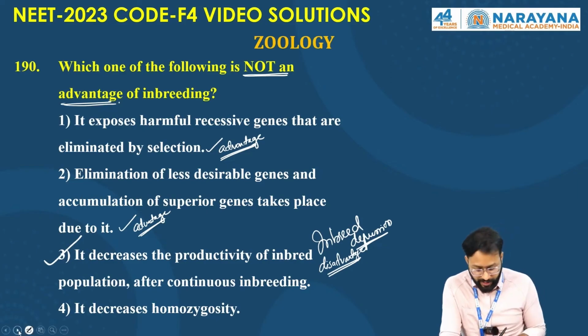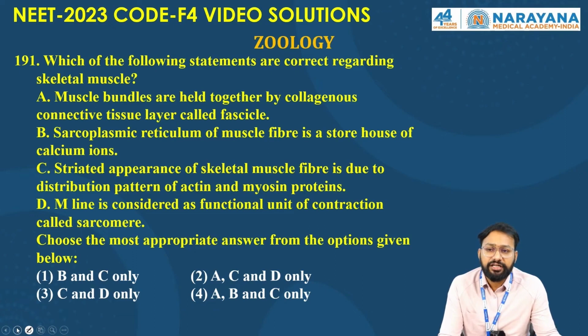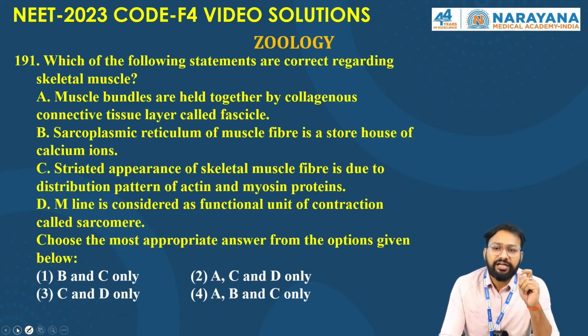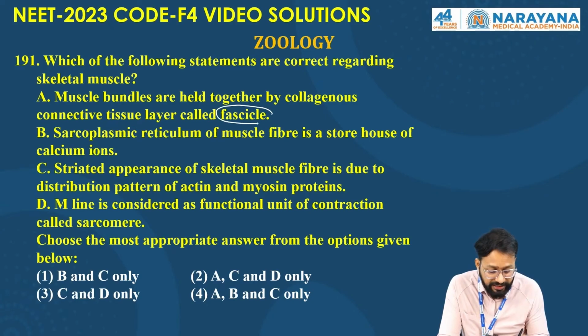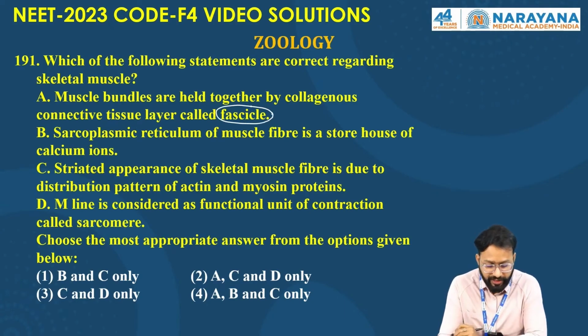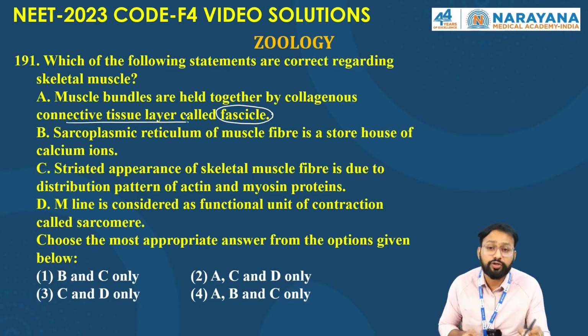Okay. Next question. Which of the following statements are correct regarding skeletal muscles? Muscle bundles are held together by collagenous connective tissue layer called fascicle. No, fascicle is a muscle bundle. The connective tissue layer is called fascia.